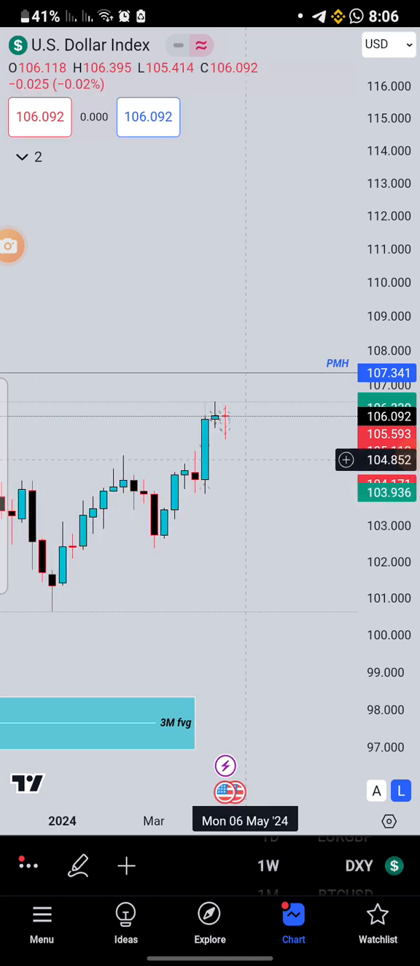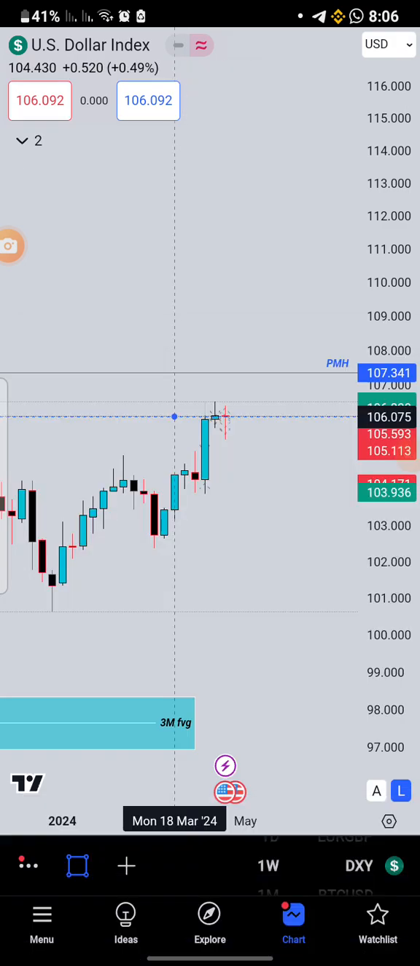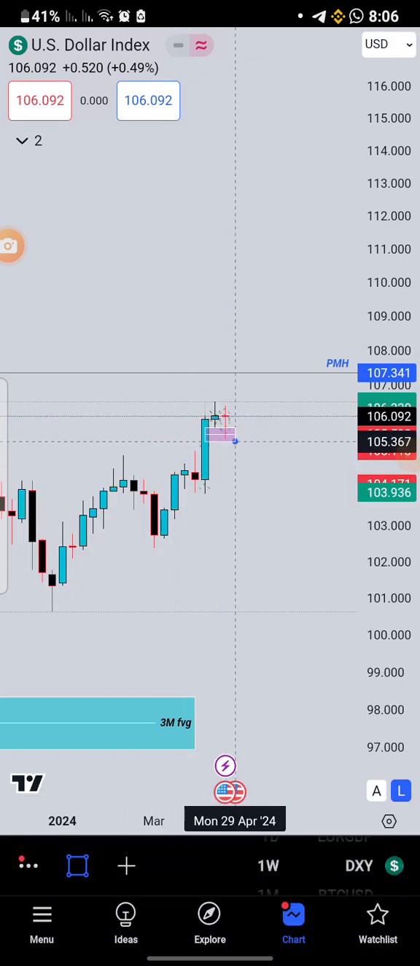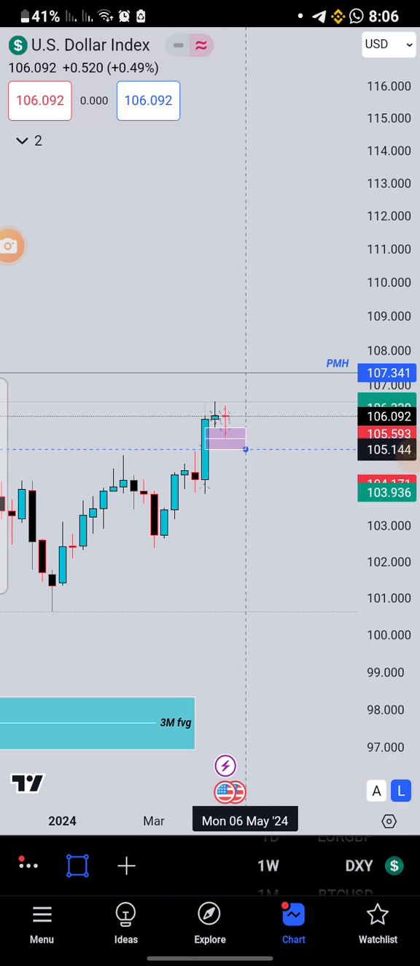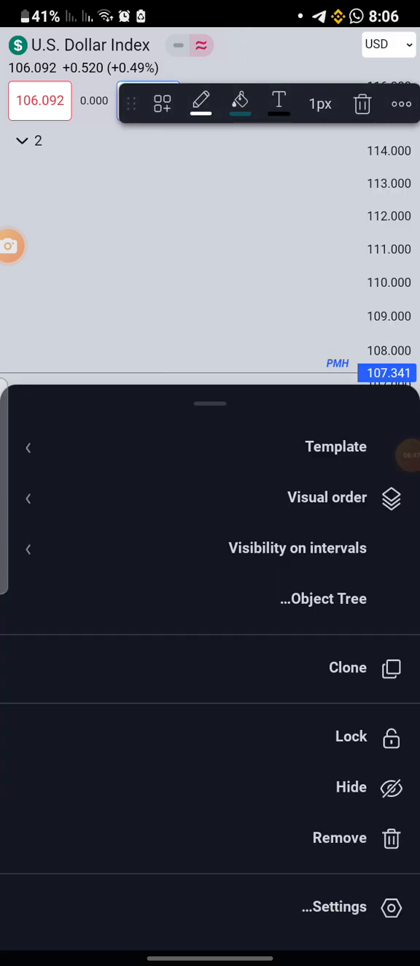So we want to focus on this price action over here from the recent past weeks. We can see we had candle number 1, candle number 2, and candle number 3, and what was created here is that weekly fair value gap. From the lowest point to the highest point, exactly, we have our weekly fair value gap.